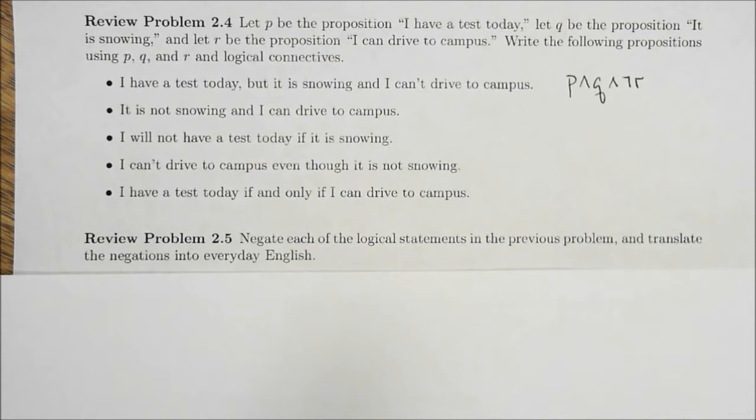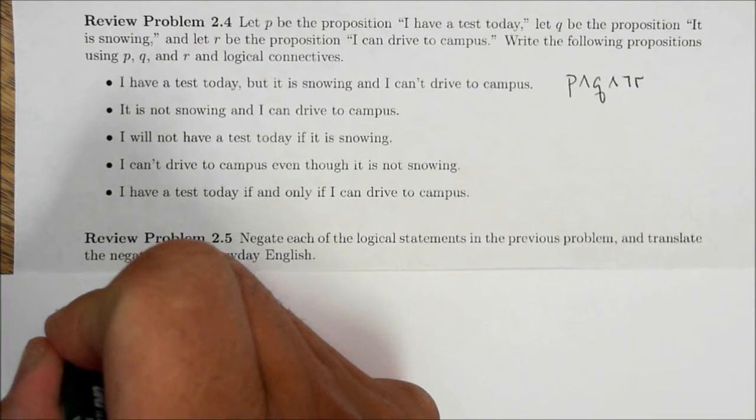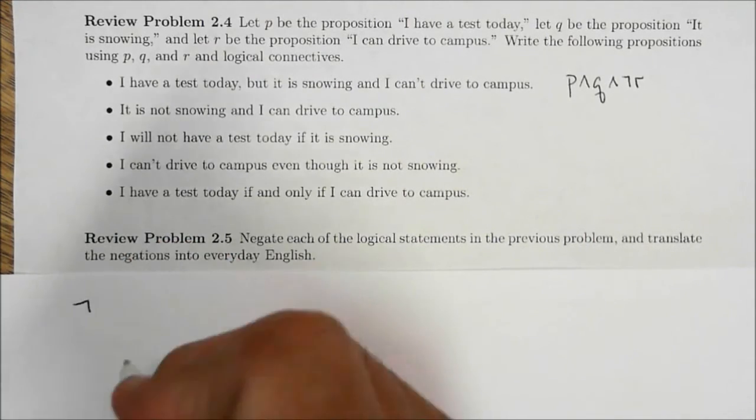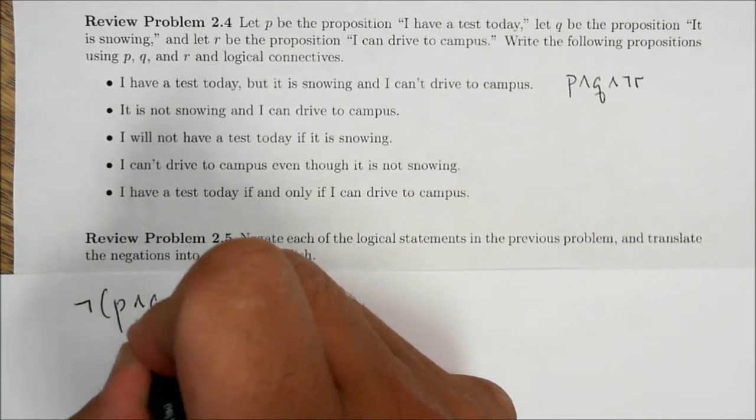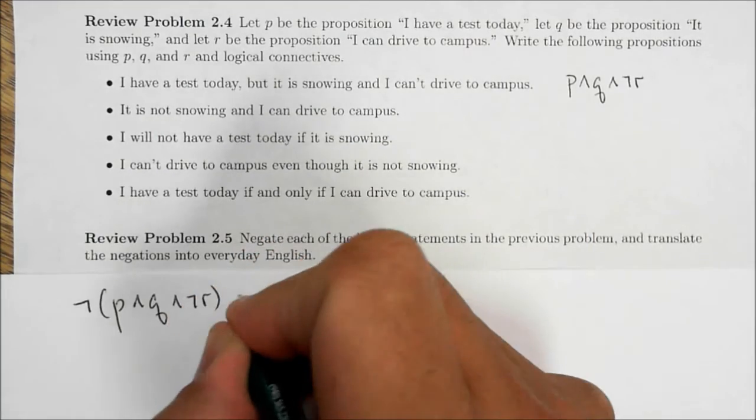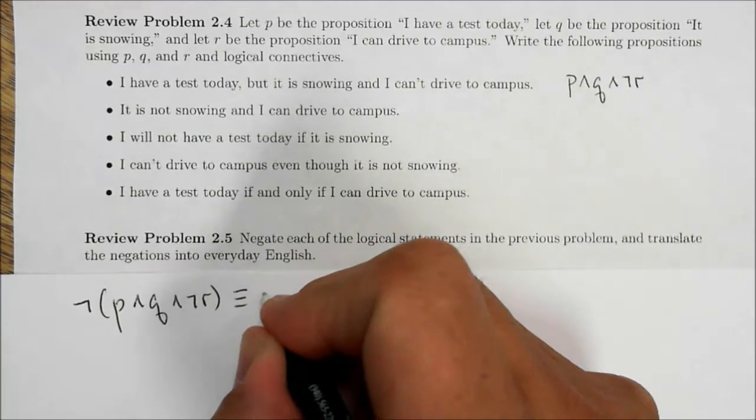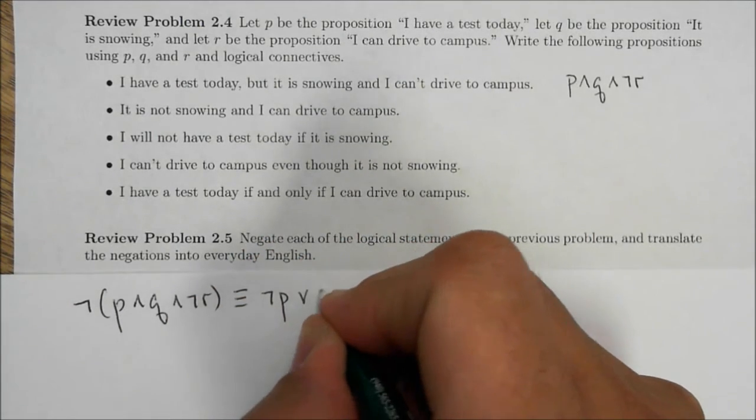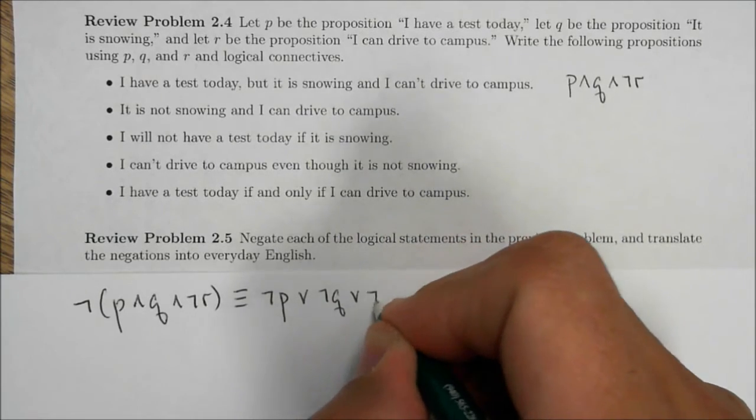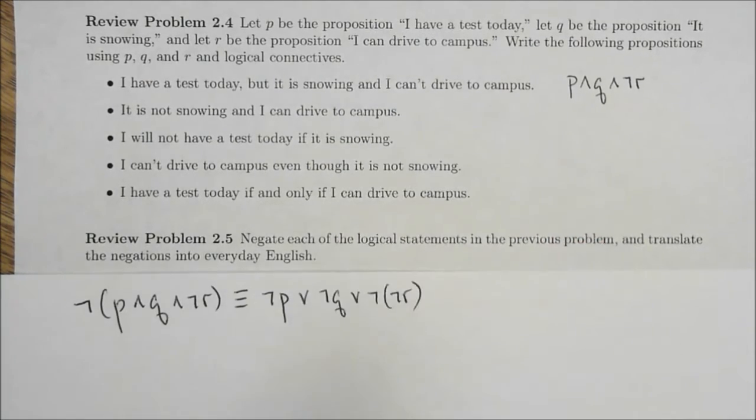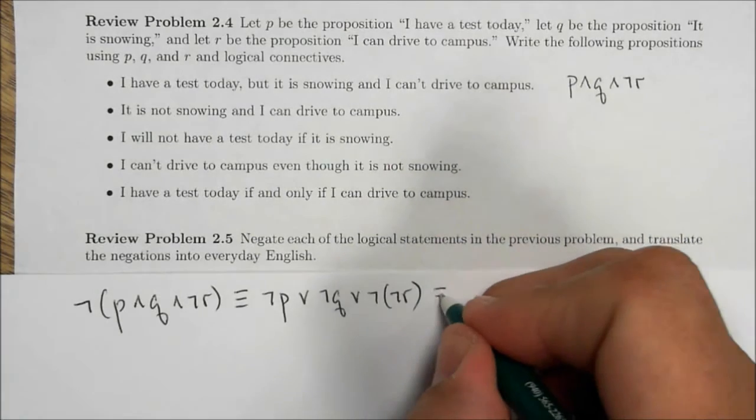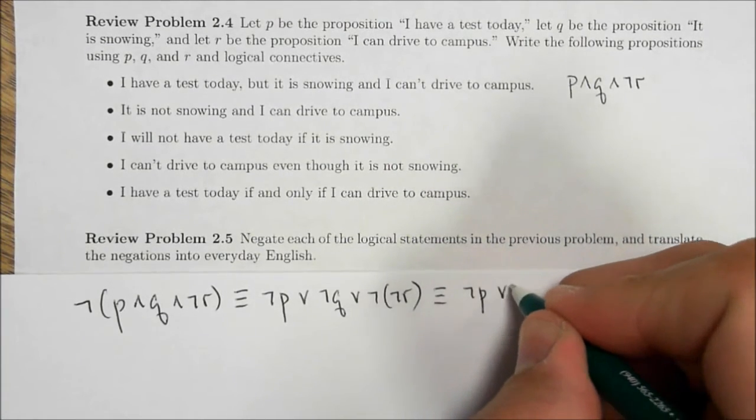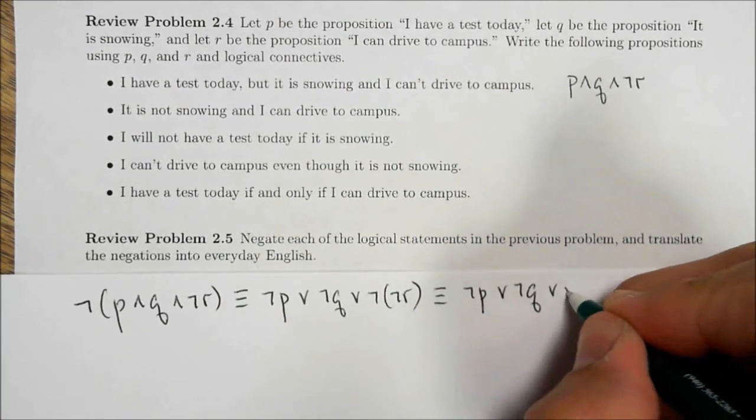Now, to find the negation of the statement, I'll do this at the bottom. The negation of P and Q and not R would be, by De Morgan's laws, not P or not Q or not R. And that's the same thing as not P or not Q or R.